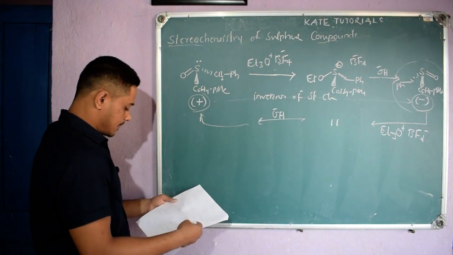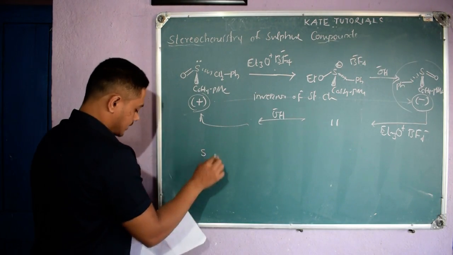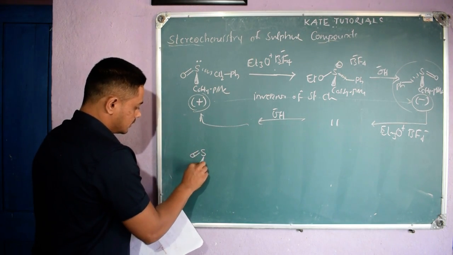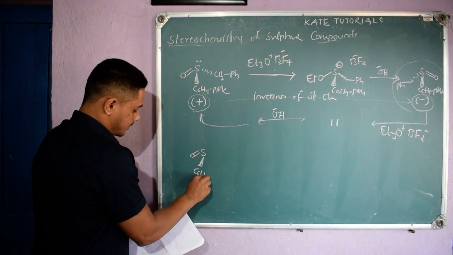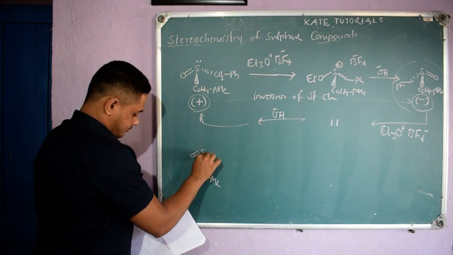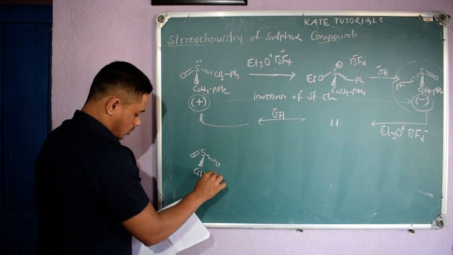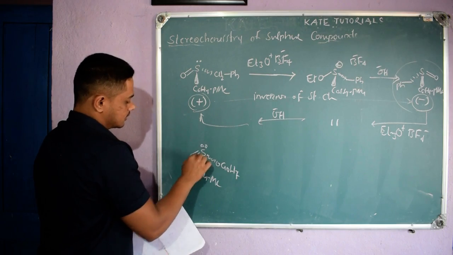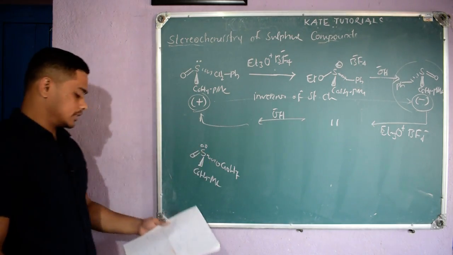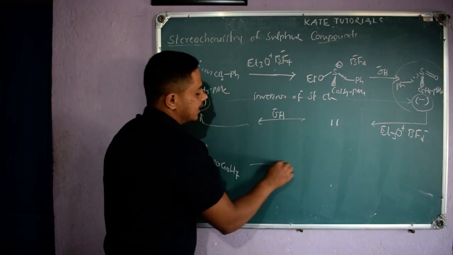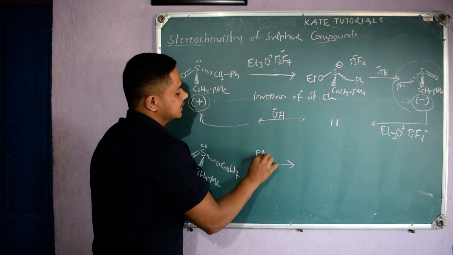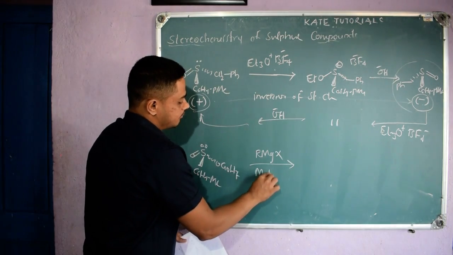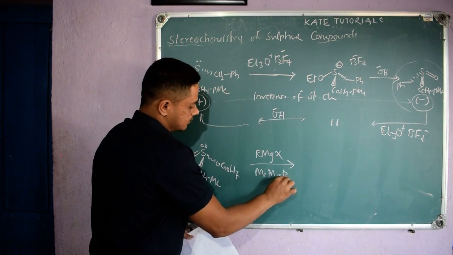I have some space. So this one, sulfur, I have a double bond O. Here I have the same C6H4 with a para methyl, and below the plane I have O C10H7. To this I will add Grignard reagent RMgX. Here they are using methyl magnesium bromide.